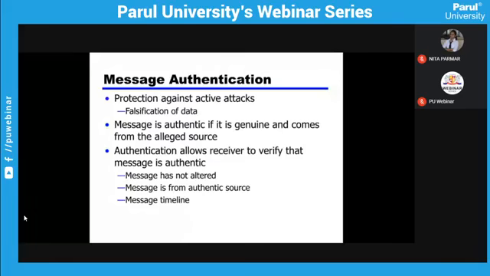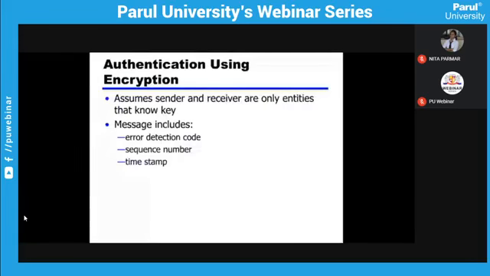And authentication allows the receiver to verify that the message is authentic, that it is not changed, and when it was sent, so the time of the message sending. Authentication is done using encryption as well. It assumes that only the sender and receiver have the keys. So the message will include an error detection code, sequence number, and timestamp for ensuring these three characteristics.